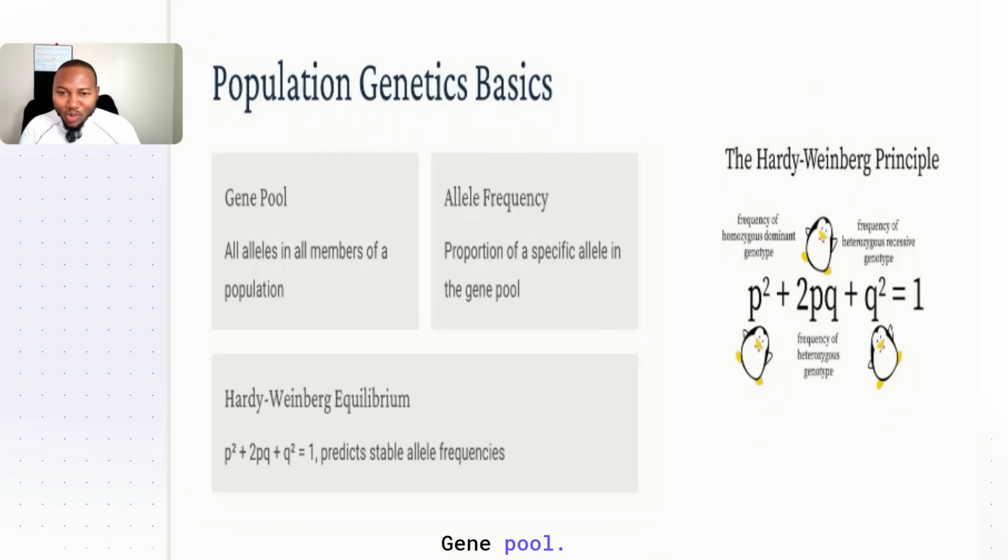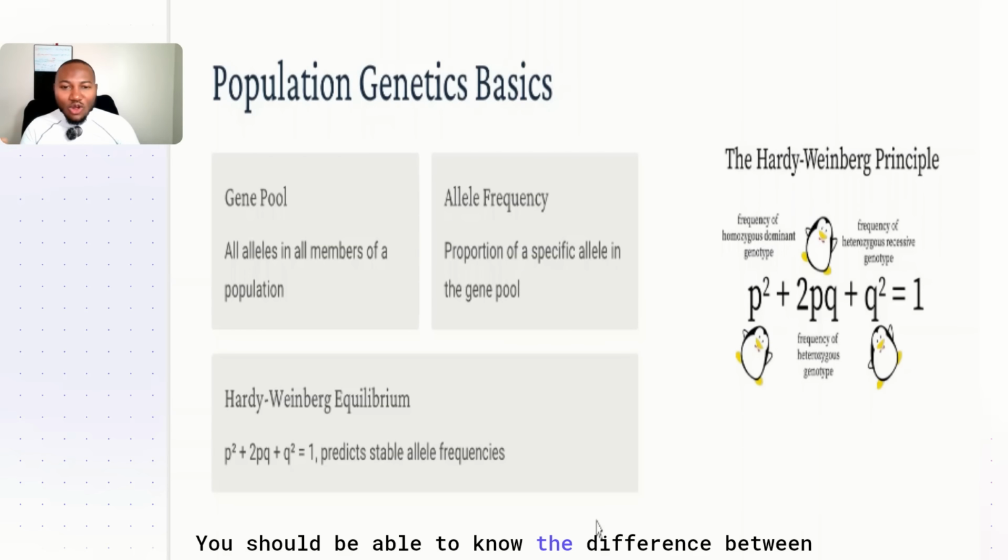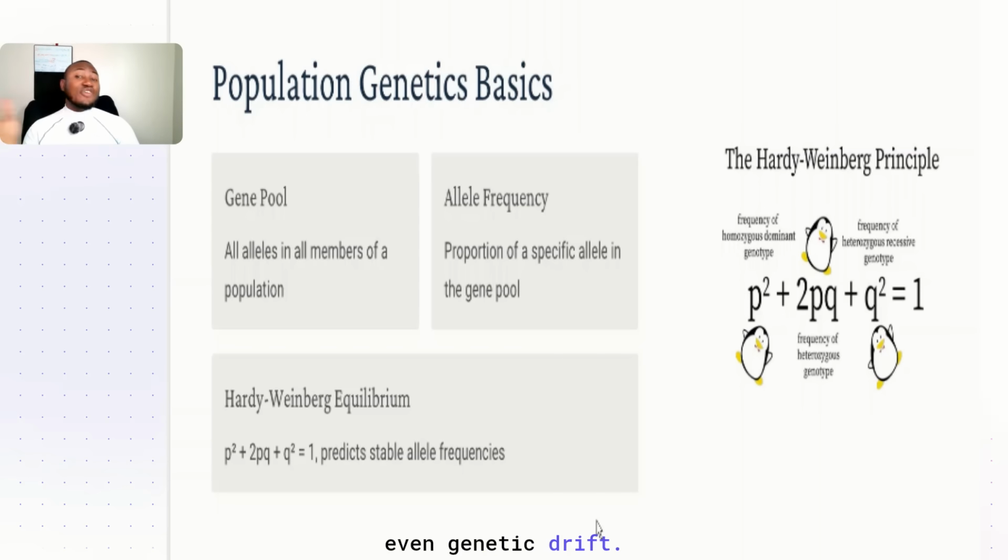Another question says, the alleles possessed by all members of a population collectively are called dash. Answer, gene pool. Not genetic drift, not population DNA, not genetic frequency. Answer what? Gene pool. You should be able to know the difference between gene pool and allelic frequency, even genetic drift. Look it up. And also the Hardy-Weinberg equilibrium.